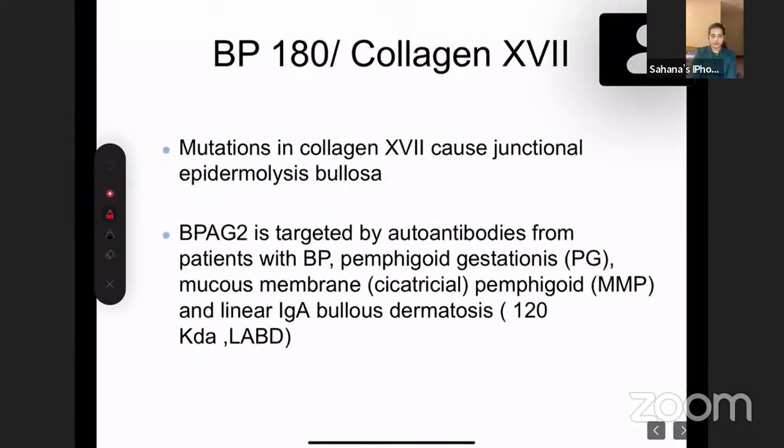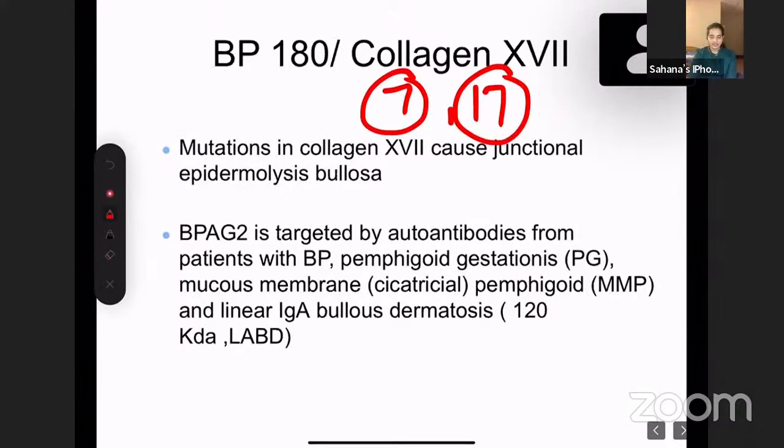BP180 is also known as collagen 17. There are a lot of collagens here, so let's not get confused. There is collagen 7, there is collagen 17. Both of them are structures of the dermoepidermal junction.